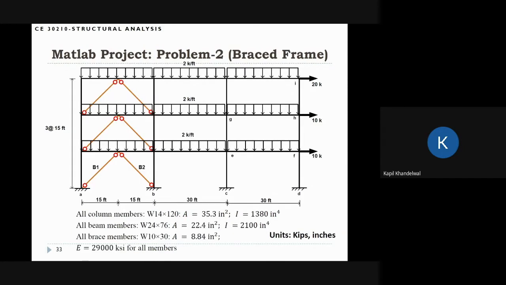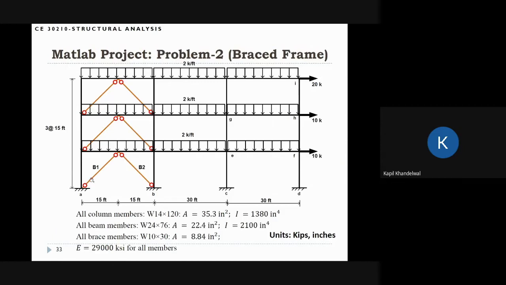The second problem you have to solve is a braced frame. It's exactly the same frame configuration, but I have added 6 bracings. Sometimes they are known as K bracings. So I have added these brace members in this frame, and you will have to analyze this frame using your code.